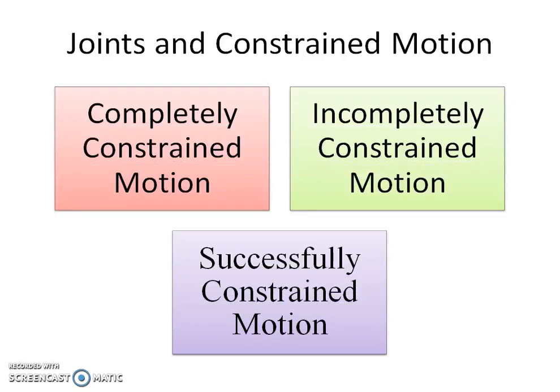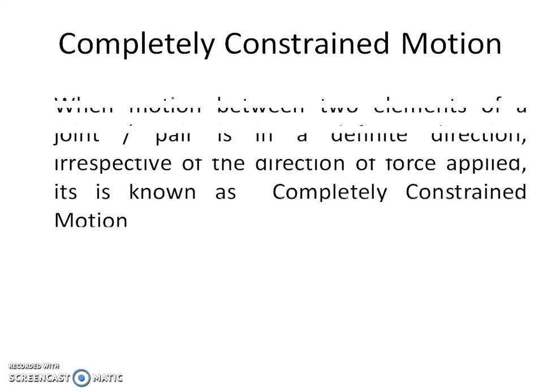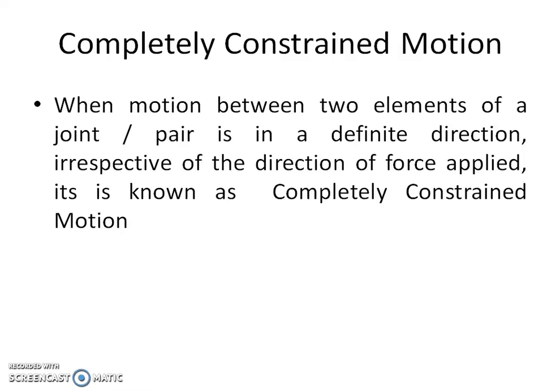Joints and constrained motion. As we had discussed in the previous slide, a joint imposes constraints on the pair. So they can be classified under three heads: completely constrained motion, incompletely constrained motion, and successfully constrained motion. In completely constrained motion, the motion between the two elements of a pair is in a definite direction, irrespective of the direction of force applied. Then only it is called completely constrained.